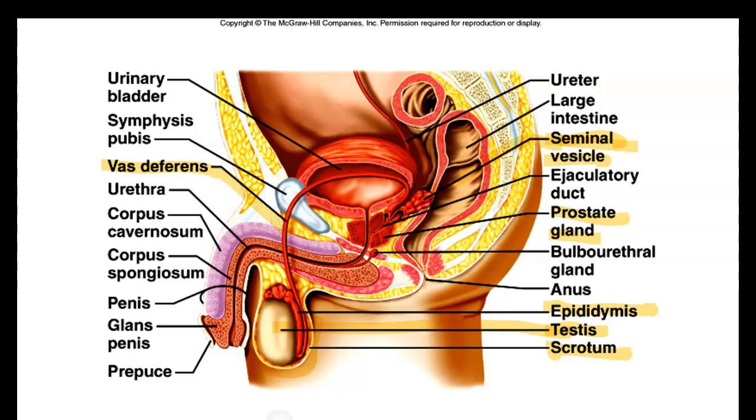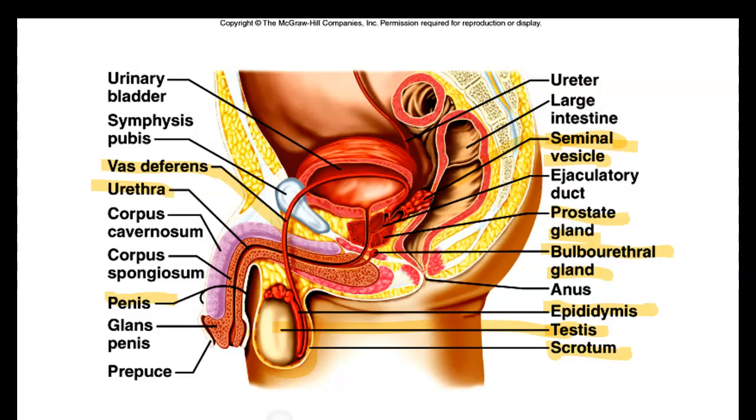And then you're going to have your bulbourethral gland. That's going to be the next gland that comes through. That's going to be important because it's going to add mucus, and that's going to lubricate the tip of the penis to reduce friction during intercourse, as well as adding fluid into the semen. Now if you come on down, it's going to enter into the urethra, and then that urethra through here is going to help to exit the penis.